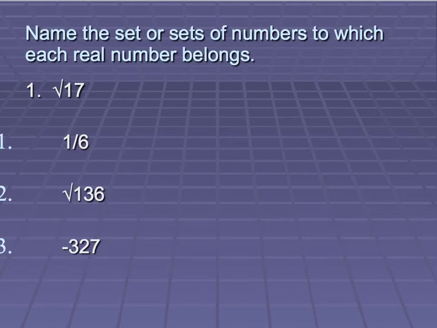Okay, so let's go ahead and figure out where these belong. If I use the square root of 17, if I type this in my calculator, I will get 4.12311056. This would be considered an irrational number because there is no pattern. So irrational.